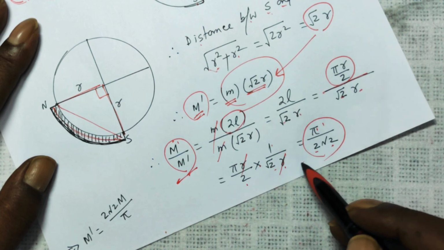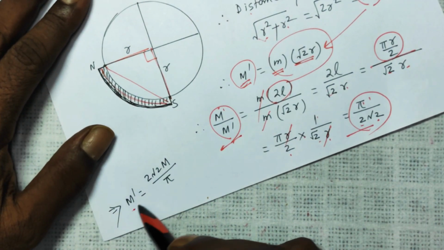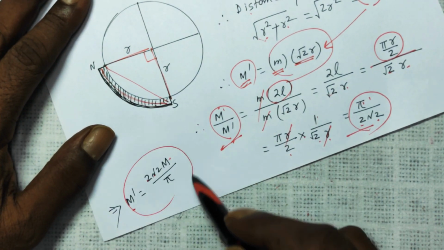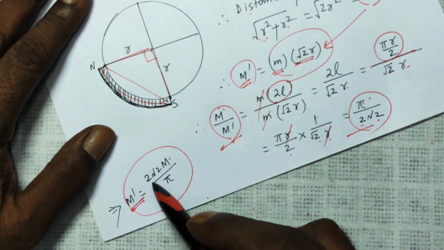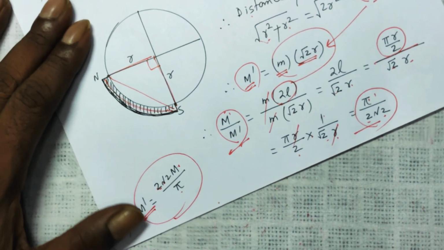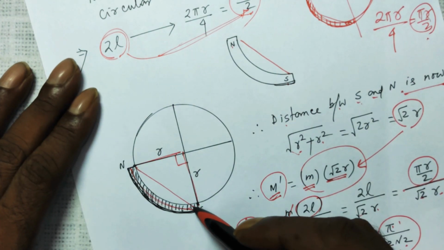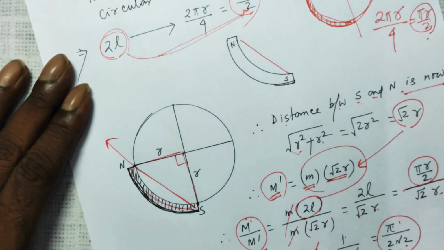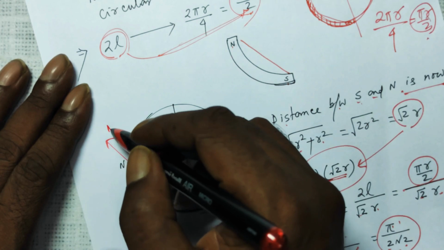Cross multiply this with this, we get m dash is equal to 2 root 2 M over pi. So the new magnetic moment is 2 root 2 M over pi, and it will be directed from south to north. So that will be your m dash.